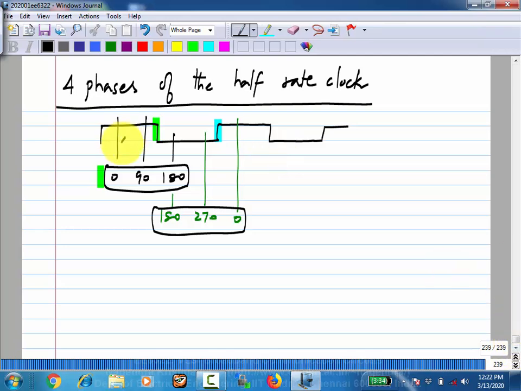So the spacing between these two is still Ts by 2, right? I mean, obviously you are using a 90-degree phase shift at half the rate or a 180-degree phase shift at the full rate, which corresponds to the same absolute time interval. Okay.